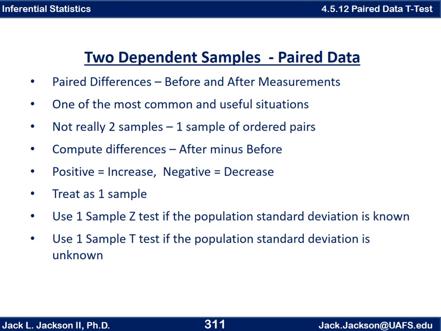So what we do is we compute the differences within each pair, after minus before, so that a positive value on the difference gives us an increase and a negative represents a decrease. And then treat it as one sample of differences. So now it's just like before. Of course, you can use a one sample z-test if the population standard deviation is known. But much more often, like what we're going to do in this video, we'll use a one sample t-test when the population standard deviation is unknown.